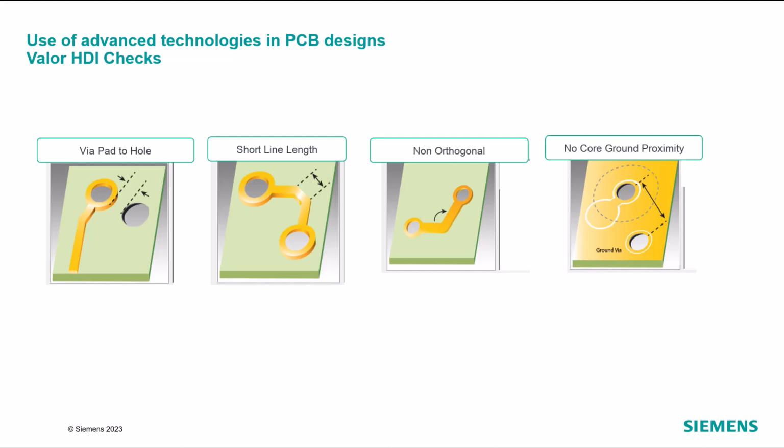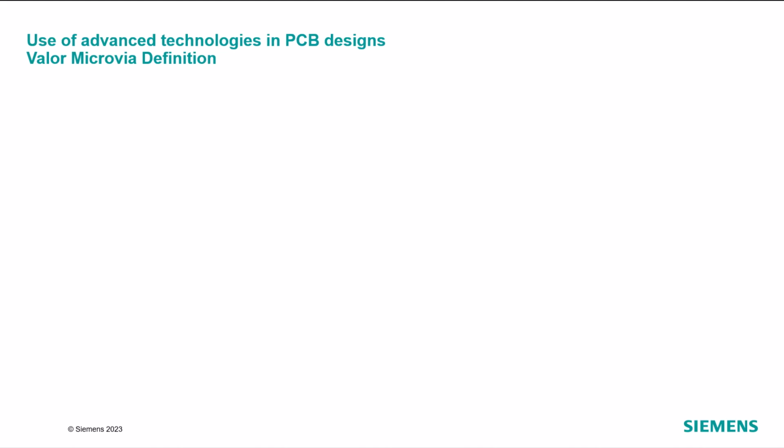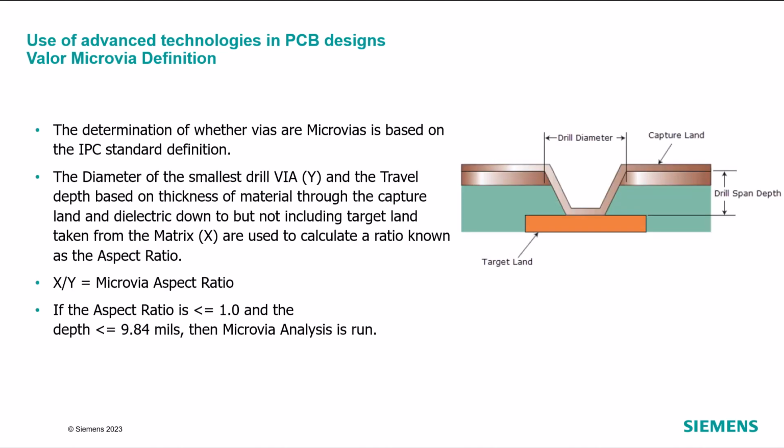This leads us to microvias. As stated earlier, microvias are needed to enable the HDI checks. HDI technology is directly tied to microvia usage. So what exactly is a microvia? The IPC now has a standard definition to help us with this.